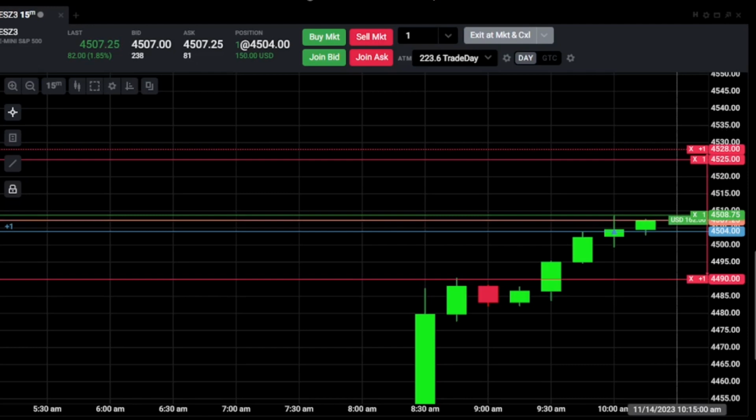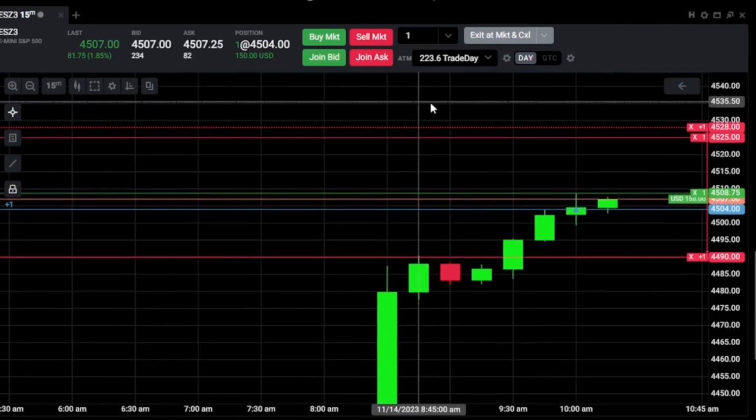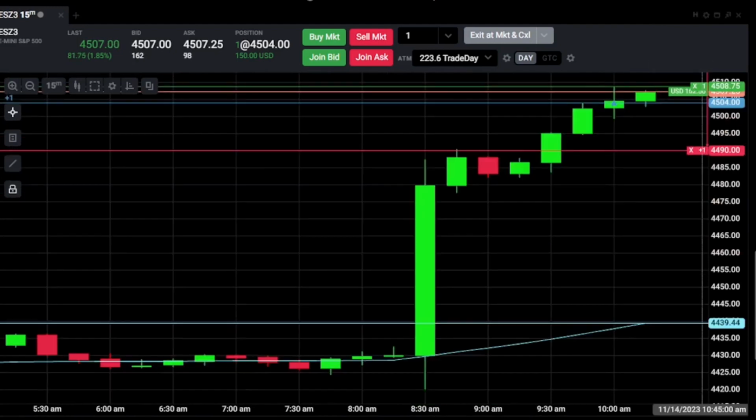Okay, so my take profits are 45.28 and 45.25. Those are my correct take profit levels. 45.28 and 45.25. So again, let's see how this trade plays out.